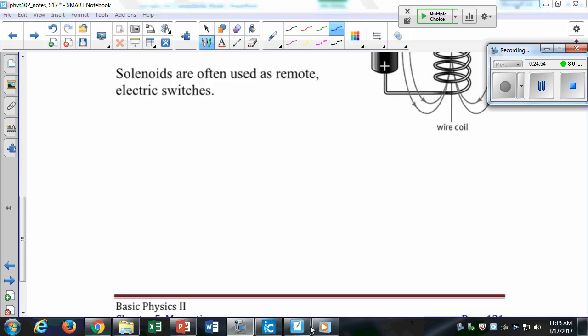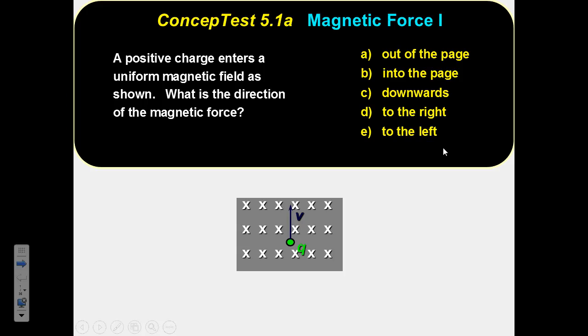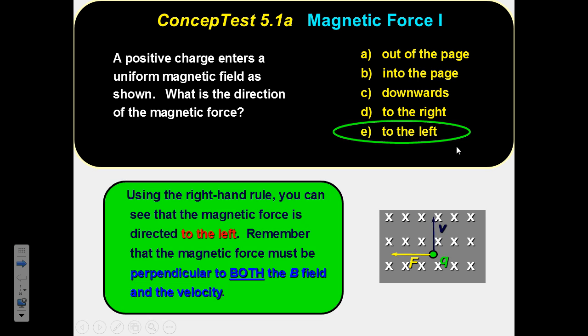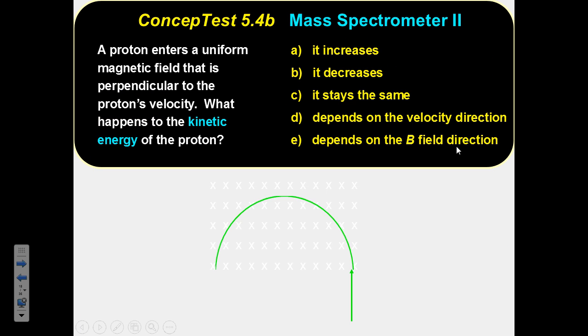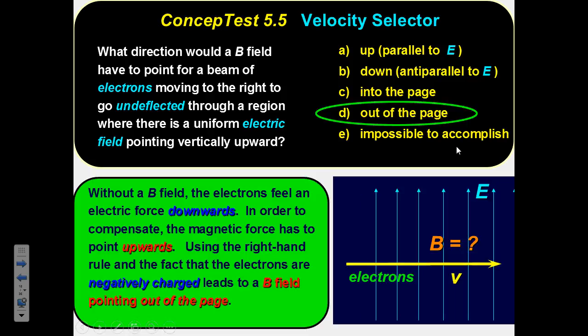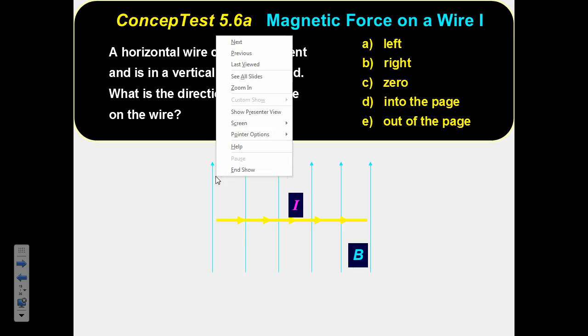Let's wrap up the rest of the clicker questions. I don't know where we left off. Can somebody tell me? Do you know, Caitlin? Five, 6A. What's that? We did this one last. Okay, so let's try this.